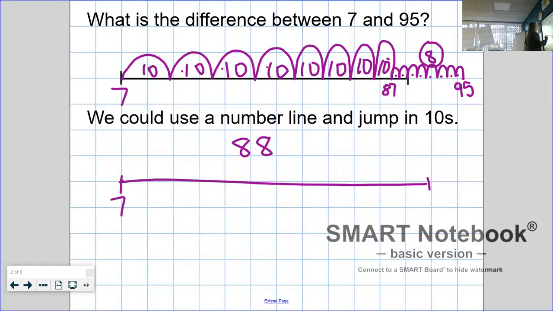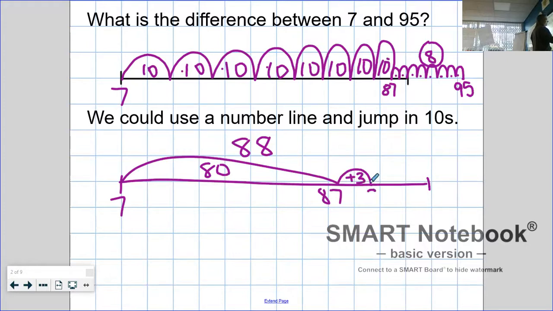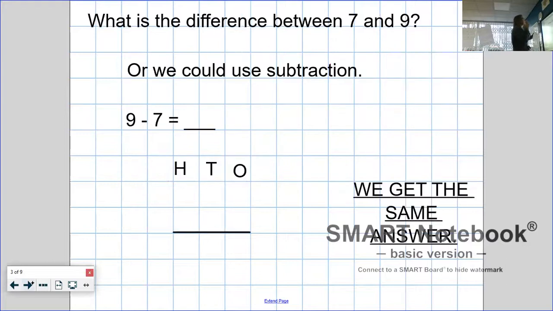I could have also done, guys, on a number line, from 7, jumped 80 to 87, and then gone 87, add 3, gets me to 90, add 5, gets me to 95. So I could have done it that way as well. And then I know that they have 8 altogether, added those together, and it would have given me 88. So there's different ways of doing this, but we could also use subtraction.